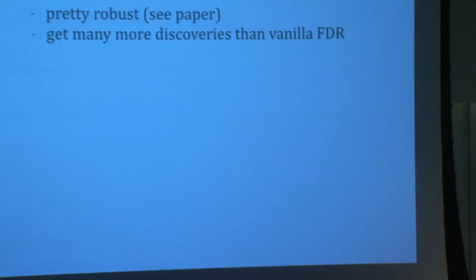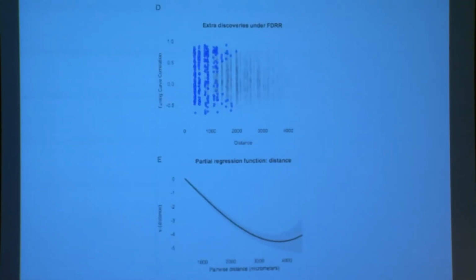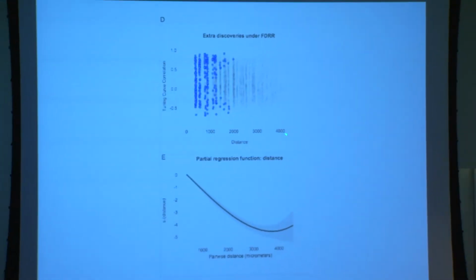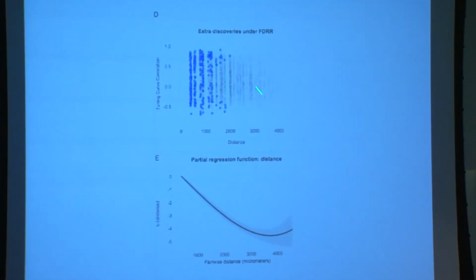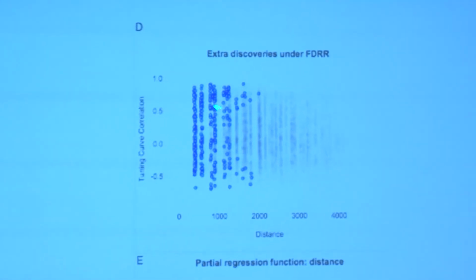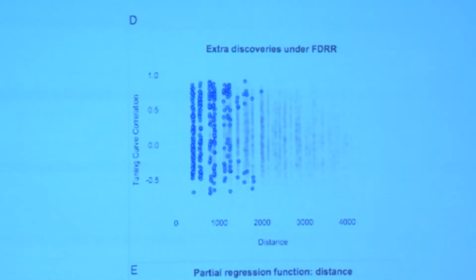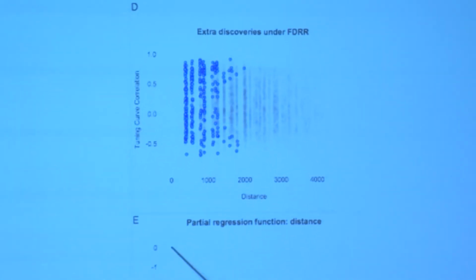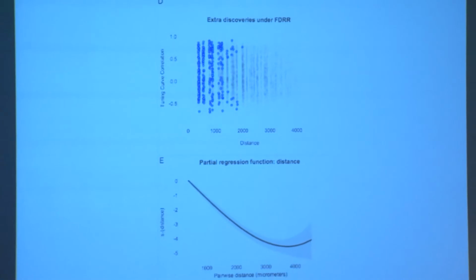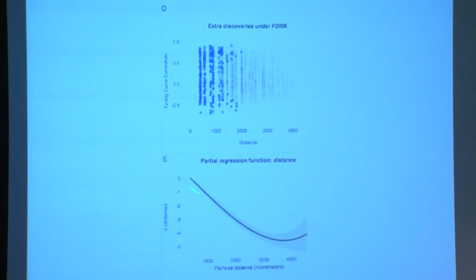And the interesting thing, of course, is that as you add information, you get a lot more discoveries controlling at the same false discovery rate than vanilla FDR. And this just illustrates this. Here's distance, and in gray are all the discoveries you would get by either method, and in blue, the extra discoveries you get by adding the covariate, which are at small distances. Those are the places you would expect to get more discoveries because you've injected that information. And the covariate effect here, through essentially a logistic regression model, is actually very strong for distance.